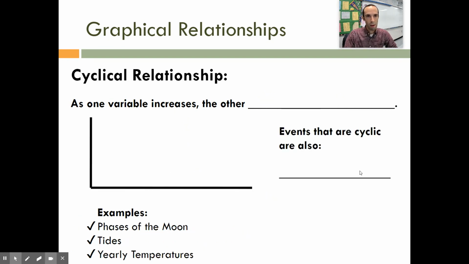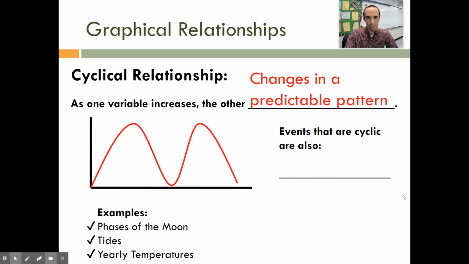Okay? Here's one that we kind of talked about at the very beginning. It's called a cyclical relationship. So you have one thing changing or increasing over time. Usually that's time. The other one is changing in what's called a predictable pattern. And the graph is very unique. It goes up and down and up and down and up and down. So any event that is cyclical is very predictable.